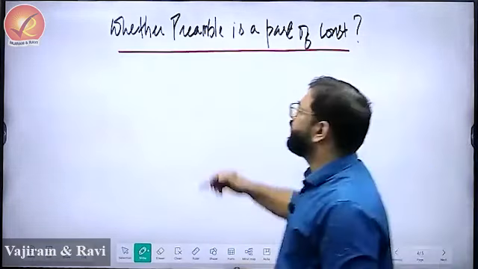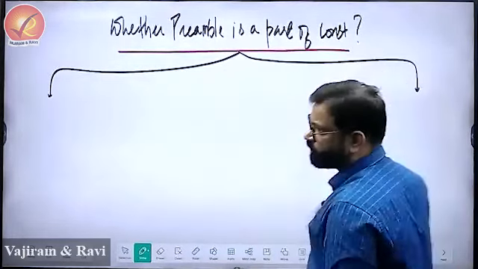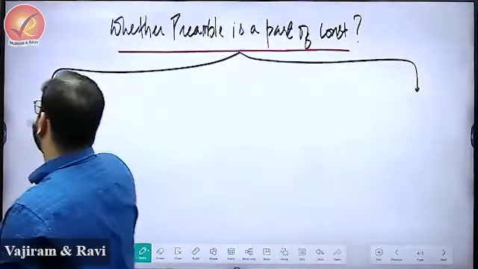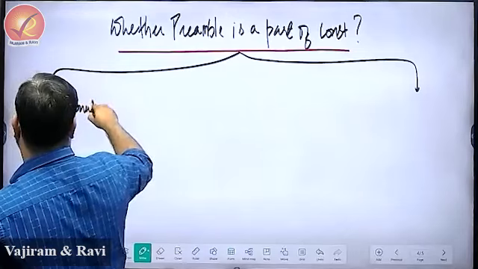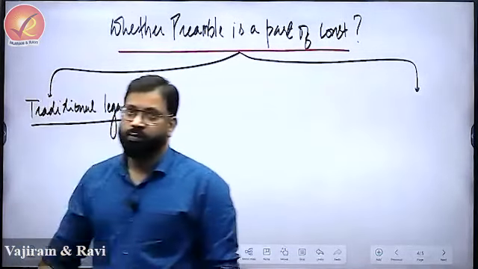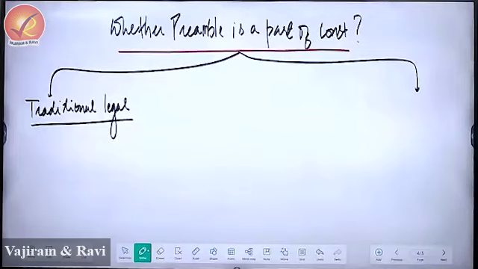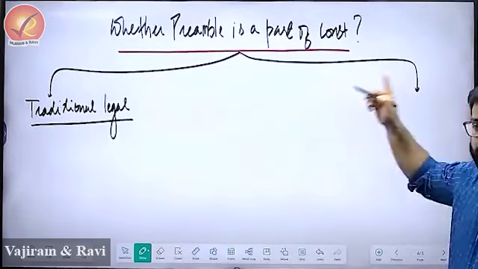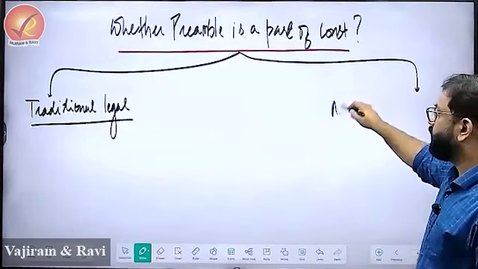As we understood, it's an international debate, so definitely there will always be two schools of thought. So the first school is called the traditional legal school. The first one is the traditional legal school. And the second one obviously will be the opposite of that. If that is traditional, what will this be? The modern one.